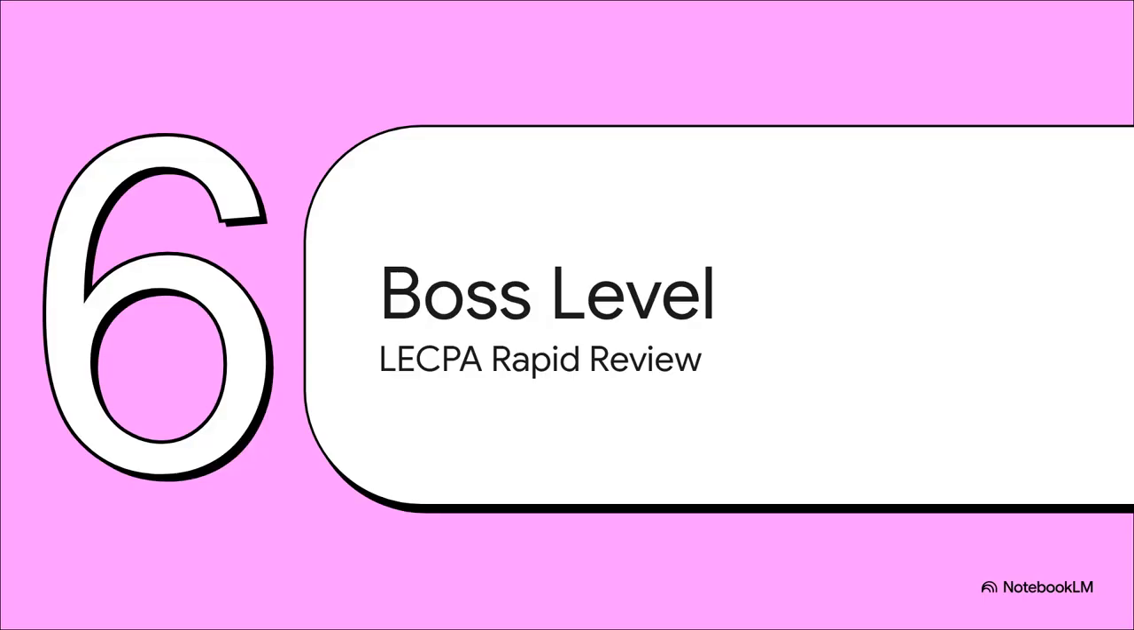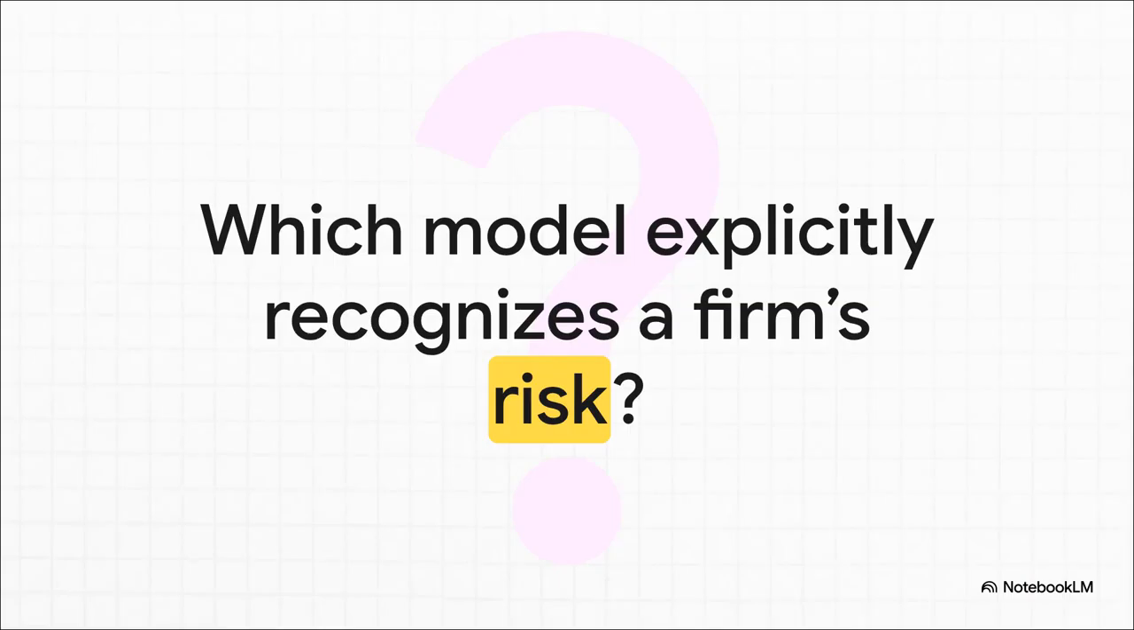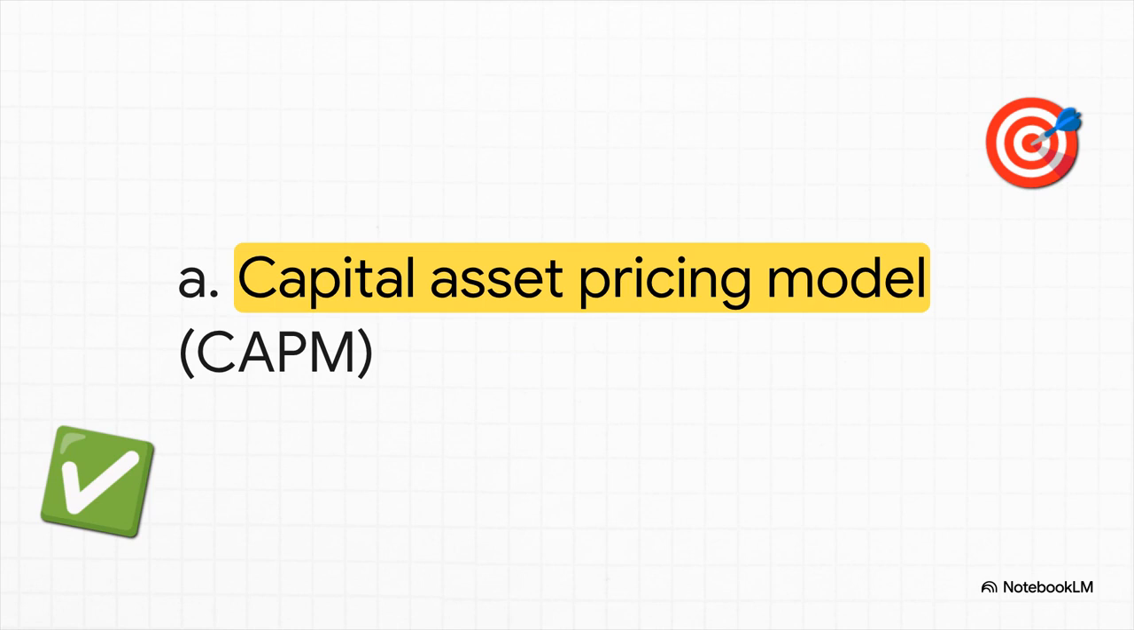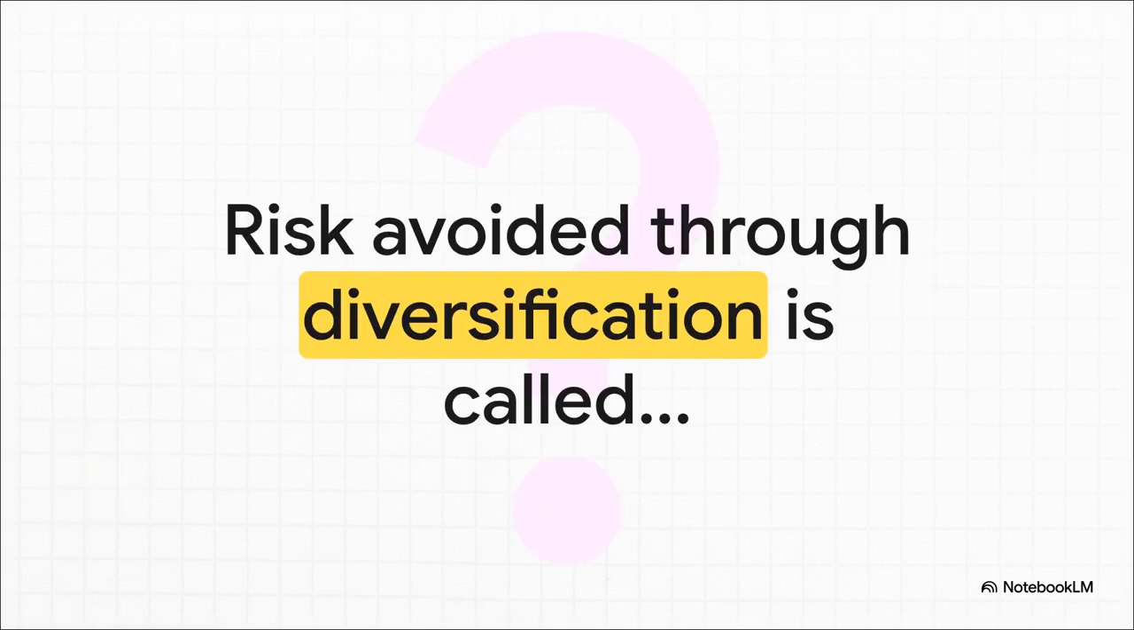All right, you've learned the pro moves. You've powered up. Now it is time for the boss level. Let's see what you've retained with some rapid-fire exam-style questions. Get ready. First question, focus. Which of these models has risk baked right into its DNA when you're figuring out the cost of equity? Yes, that's it. The Capital Asset Pricing Model, or CAPM. It directly incorporates that systematic risk through beta. Nicely done.